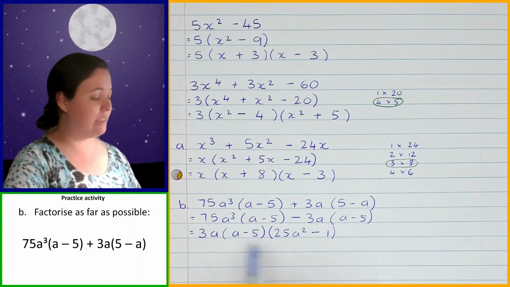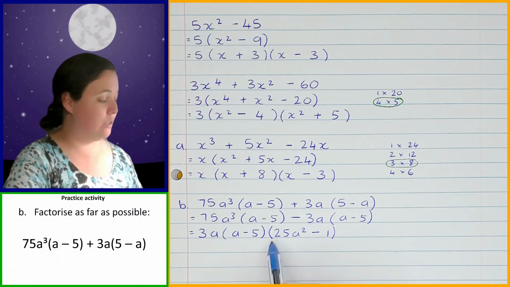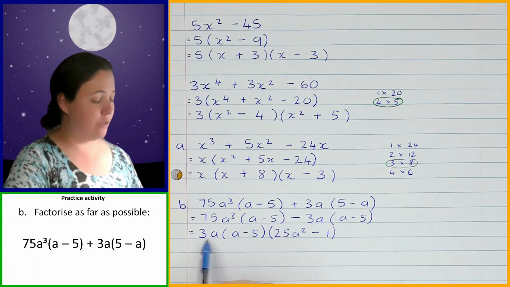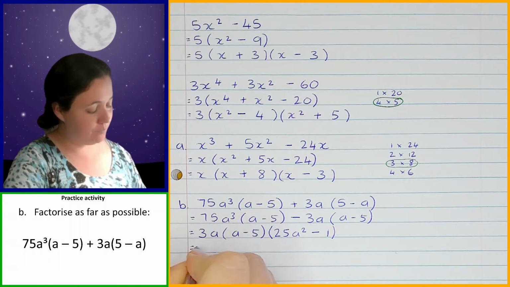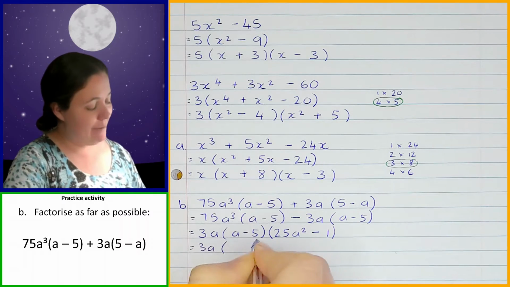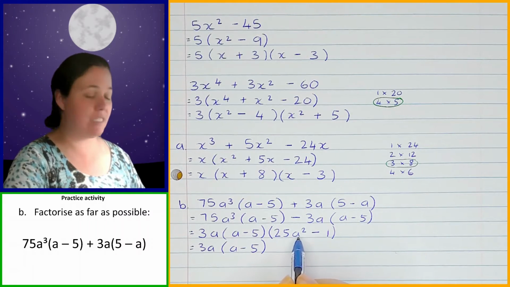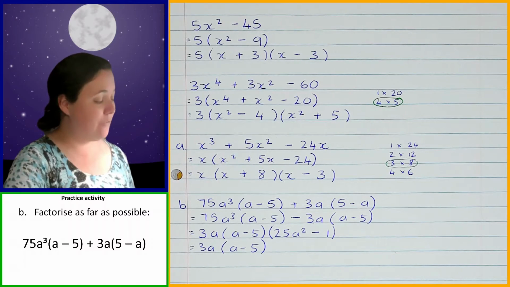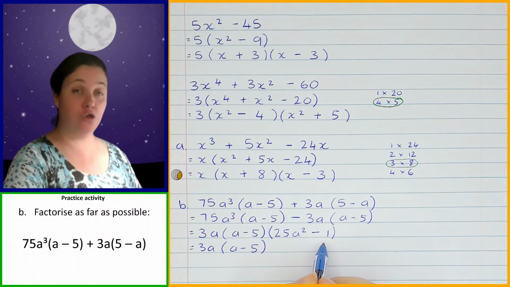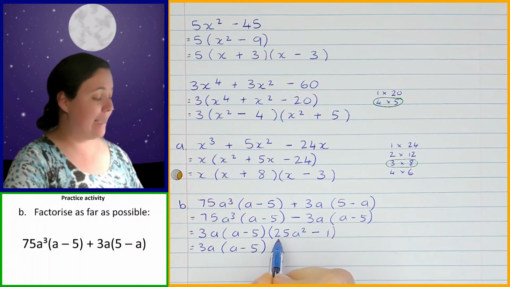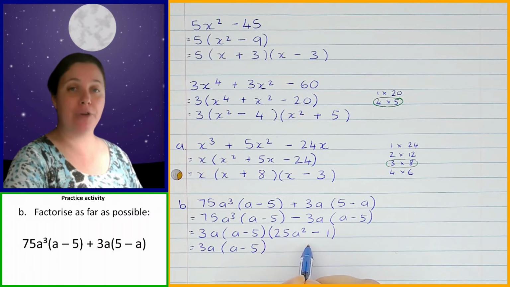Okay, so now I look and see, can I do anything else with any of these brackets? The 3a isn't going to change. The a minus 5 can't change either, but this over here, the 25a squared minus 1, I can factorize further because there are two terms, there's a minus, and both of those terms are perfect squares.